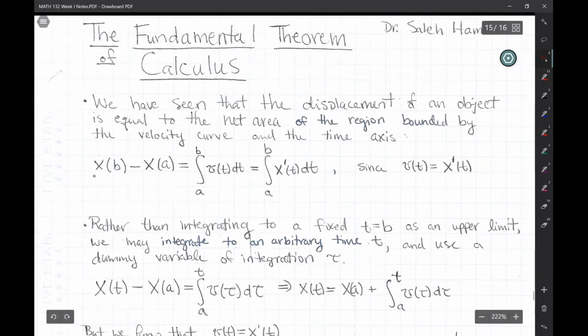Okay, so we've seen before that if we want the total displacement, this here is the delta x from A to B. Okay, so the change in position that occurs from time equals A to time equals B is the definite integral from A to B of the velocity. Well, what is the velocity? Velocity is the derivative with respect to time of the position. So take a look at this.